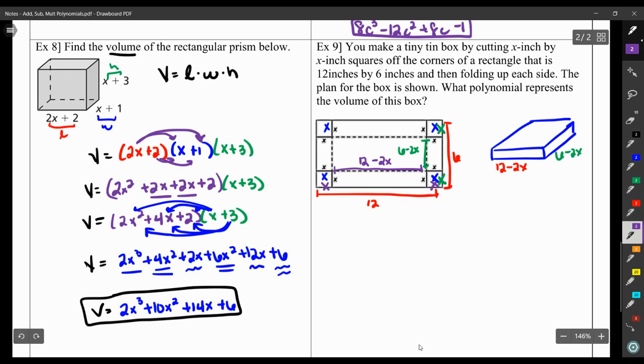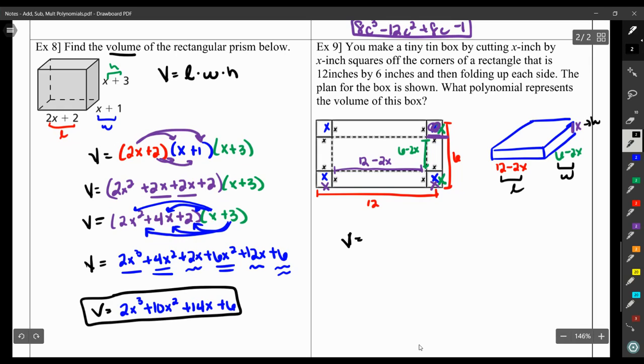We're missing our height. If this is the side of the box, that has to come from the piece that was taken out, that little square. And so the height is actually x. Whatever you cut off is going to be the height of your box. Now that I know the length, the width, and the height, we can find the volume of my box.